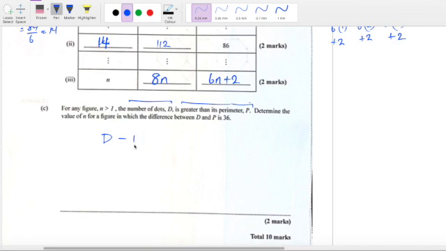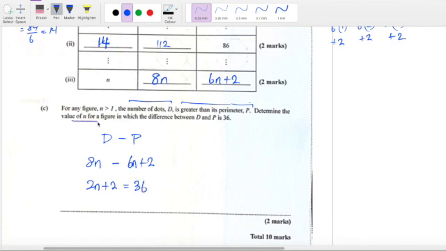So that tells us it shouldn't be p minus d. It should be d minus p, because the number of dots d is greater than its perimeter, right? And so what is d? d is 8n plus 2, p is 6n plus 2, and this gives us 8 minus 6, which is 2n plus 2. So d minus p is 2n plus 2, and that is 36.